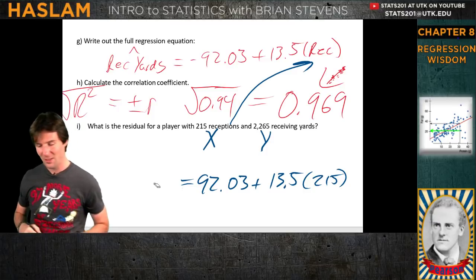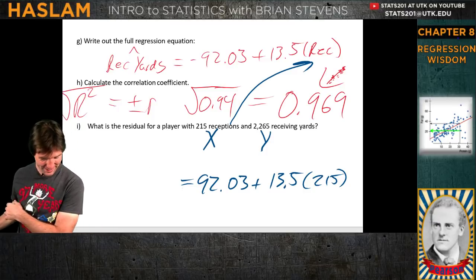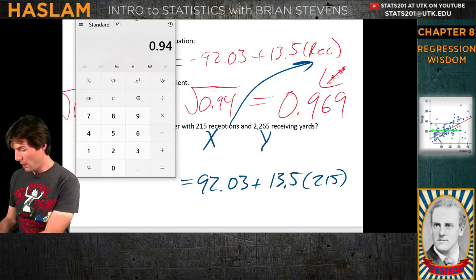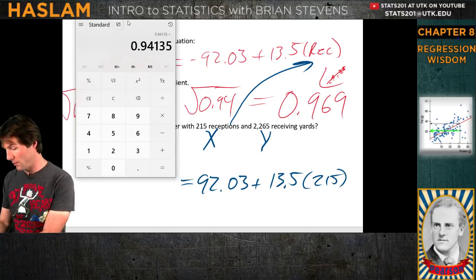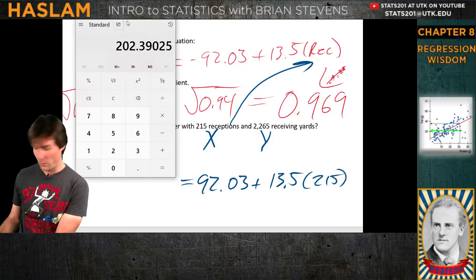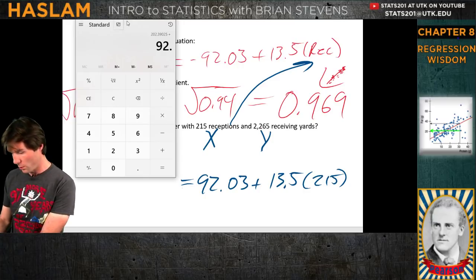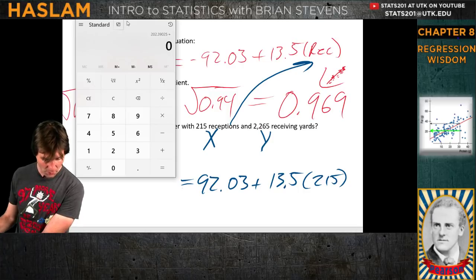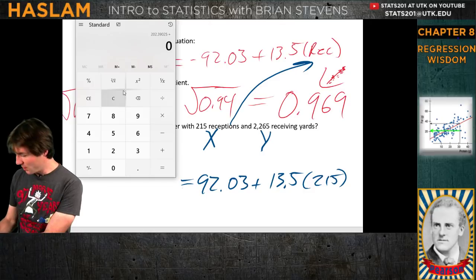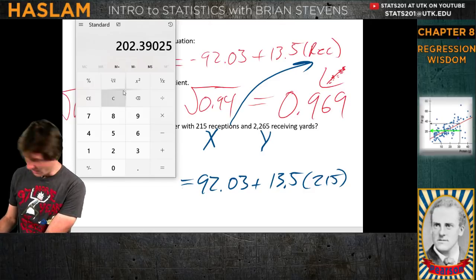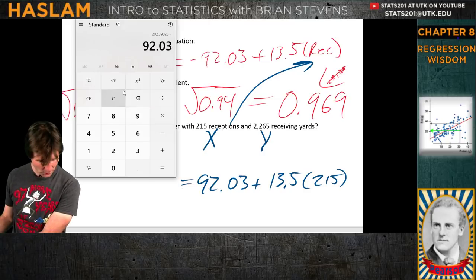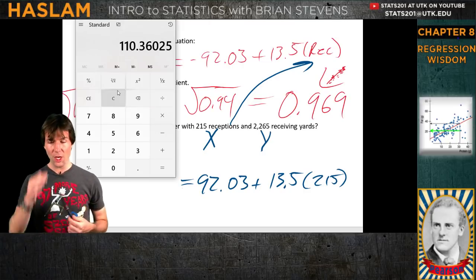So what is the answer to this? We can do it. You tell me if I get it wrong. Let's show it all on the screen. We take 13.5 times 215. We get that, and we add to it 92.03. Oh, it's negative. No, so we have to subtract from it. Let's add to it 0, and then subtract from it 92.03. Double check, make sure you get it.